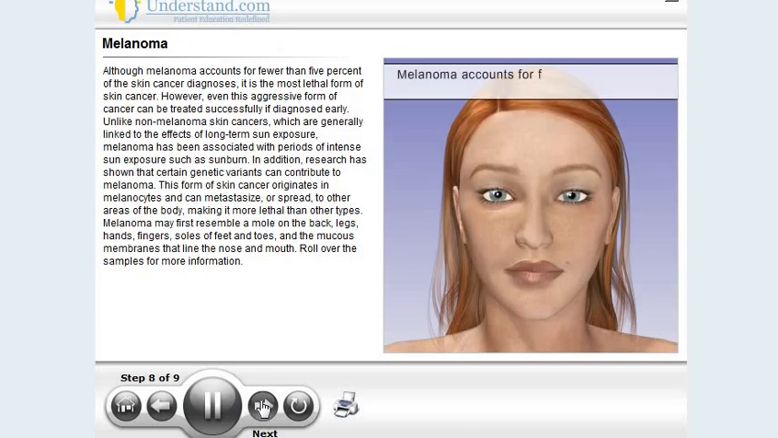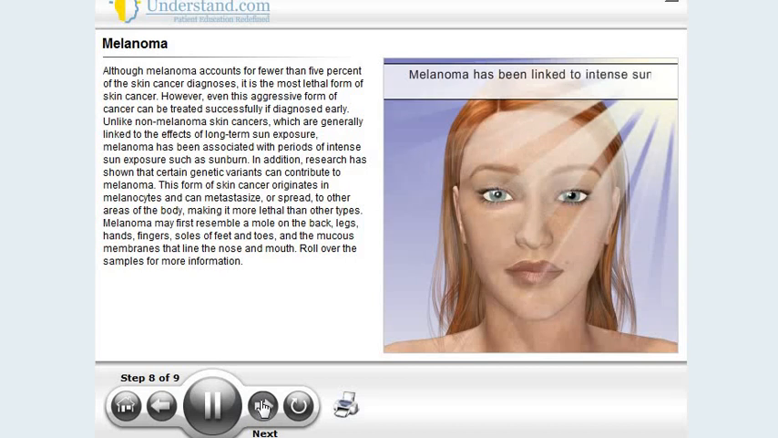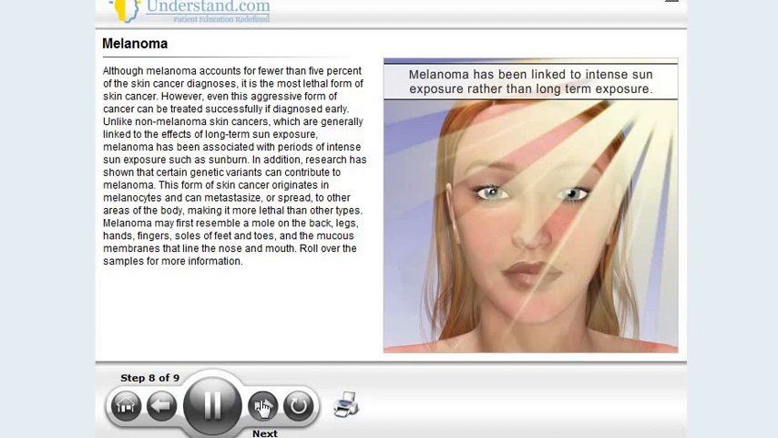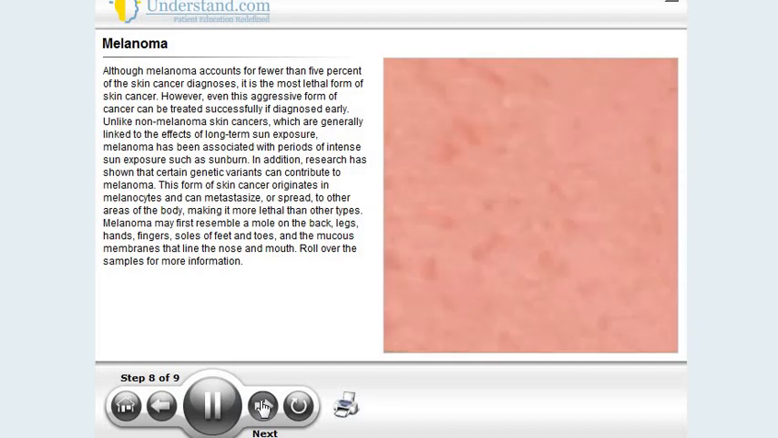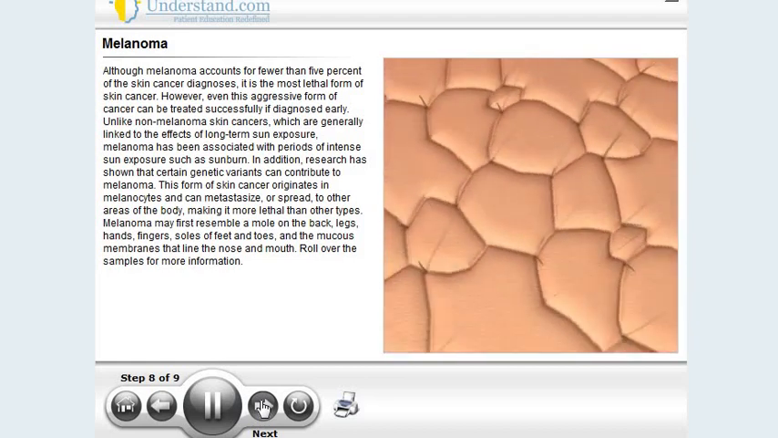Although melanoma accounts for fewer than 5% of skin cancer diagnoses, it is the most lethal form of skin cancer. However, even this aggressive form of cancer can be treated successfully if diagnosed early. Unlike non-melanoma skin cancers, which are generally linked to the effects of long-term sun exposure, melanoma has been associated with periods of intense sun exposure such as sunburn. In addition, research has shown that certain genetic variants can contribute to melanoma.